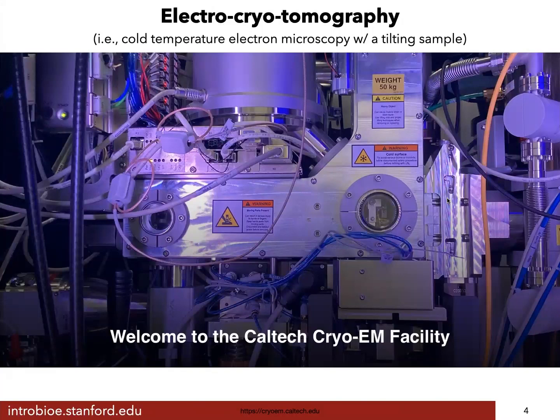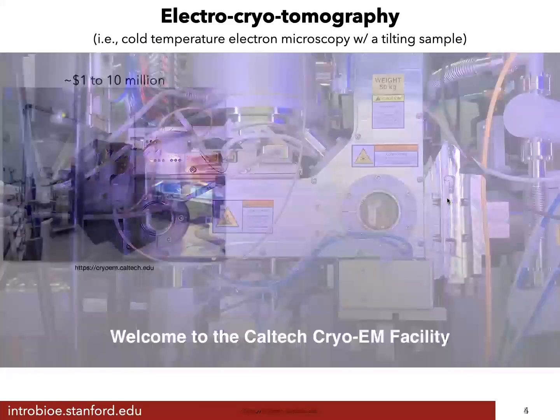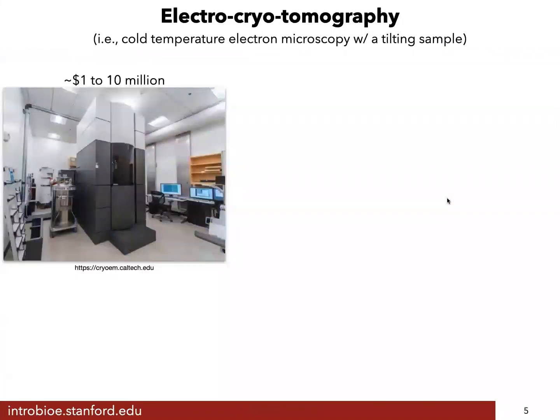Looks complicated. Looks big. Looks expensive. These instruments, these cryo-EM machines, fill up a room. They cost $1 million, maybe $10 million for one microscope. $10 million, $7 million. Whoa. How do they work?